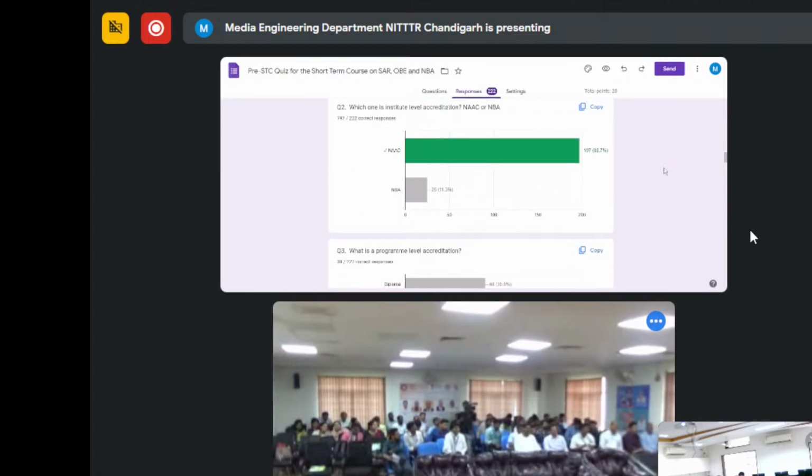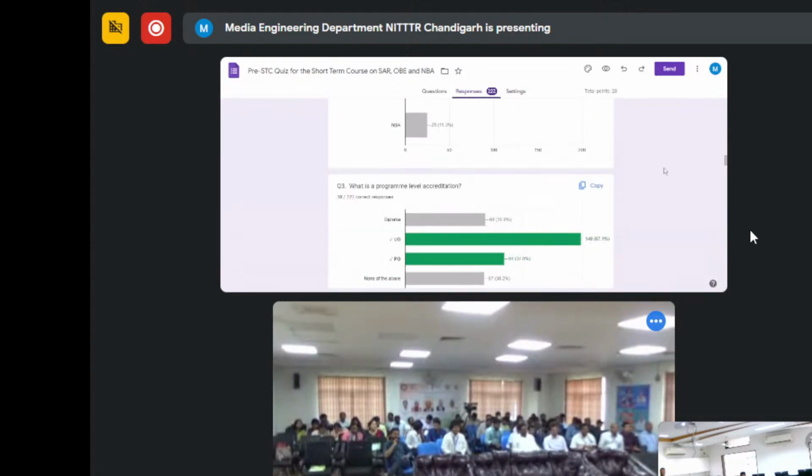Next: which one is institute level accreditation, NAC or NBA? This graph shows there is a high student success rate. How many? 88.7%, sir. So yeah, I am a good teacher here.